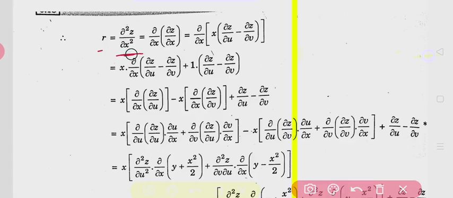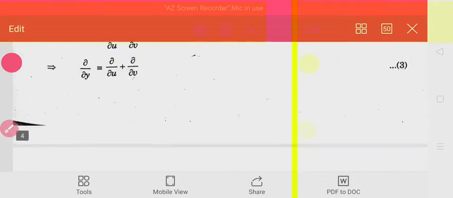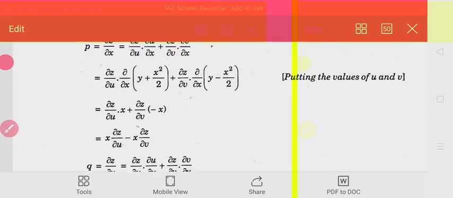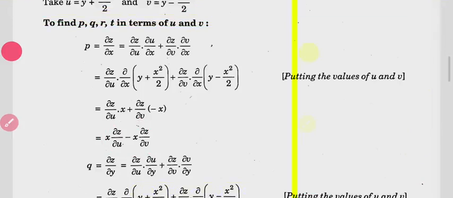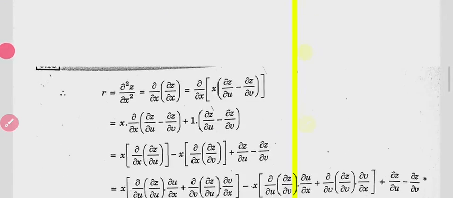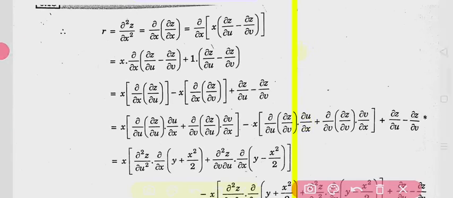This thing can be rewritten as ∂/∂x of ∂z/∂x. Okay. But we got the value of ∂z/∂x, you have got its value from here. So this is ∂z/∂x actually, that means p. So you place this value over there. When you place the value, you will get ∂/∂x as it is and its value is there.